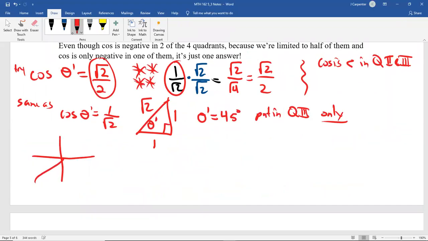Here's an angle in quadrant 3. We would swing this way for our theta prime. That's our 45 degrees, which means the actual angle is doing this.